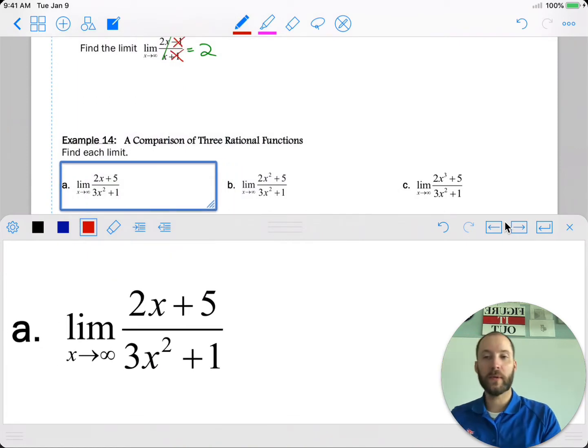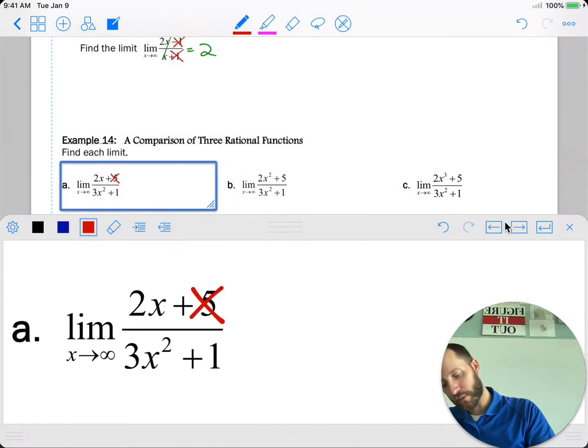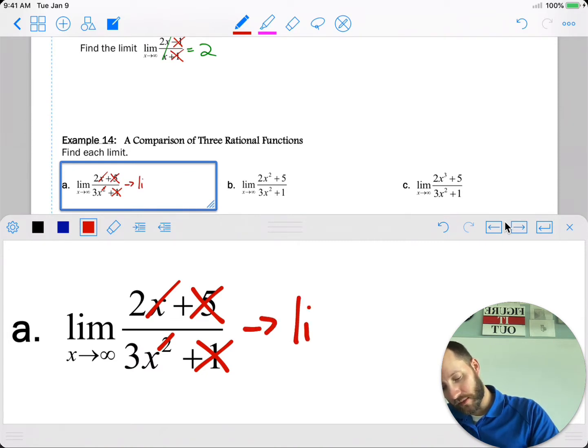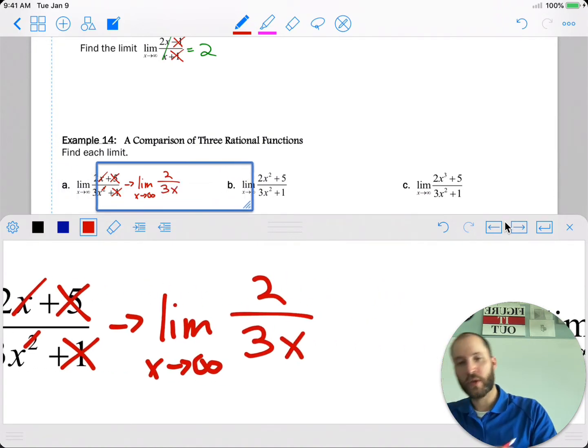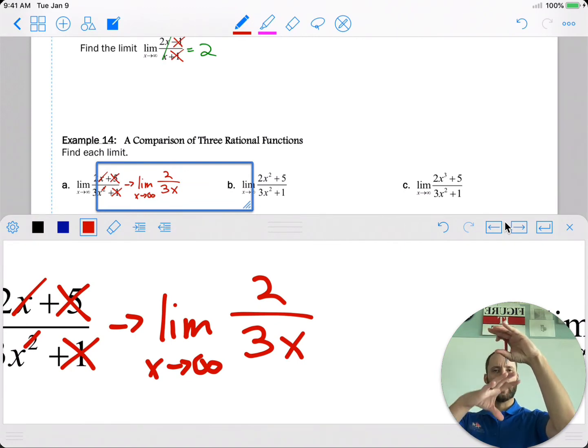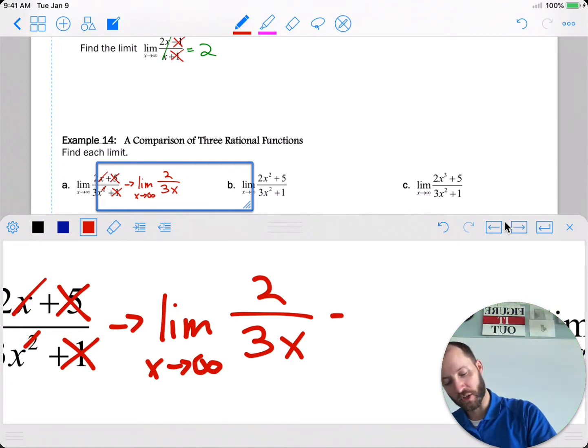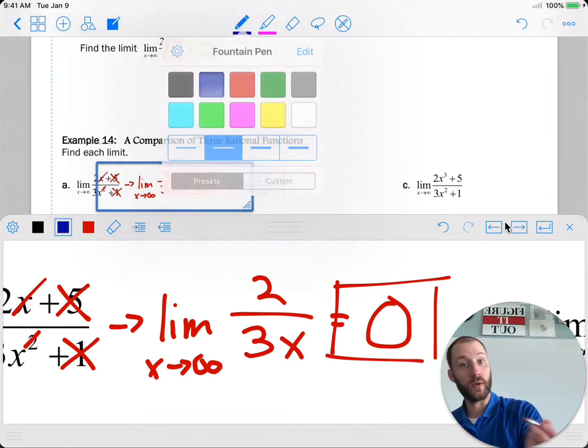In the first problem, example A, the plus 5 and the plus 1 don't really matter. Remove an x in the top and an x in the bottom, and you're left with the limit as x approaches infinity of 2 over 3x. So you have a number on the bottom that's getting bigger and bigger and bigger. That overall fraction is getting smaller and smaller, going towards 0. Okay?